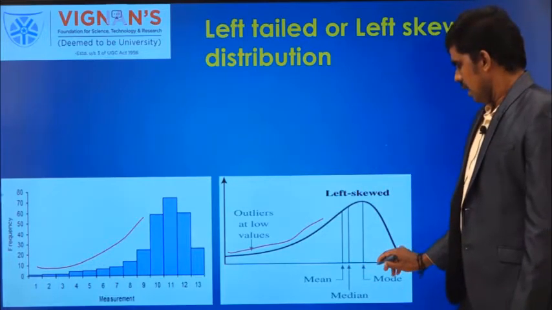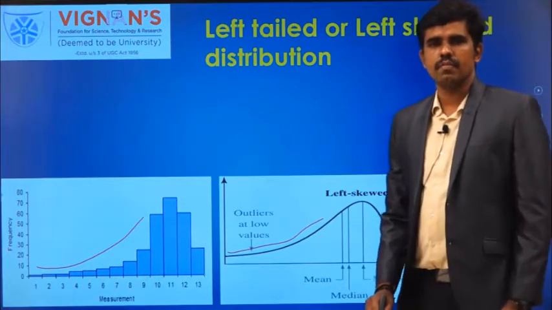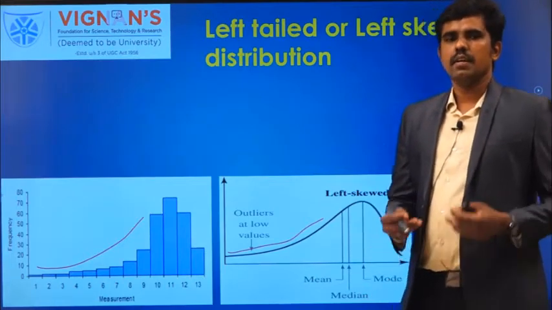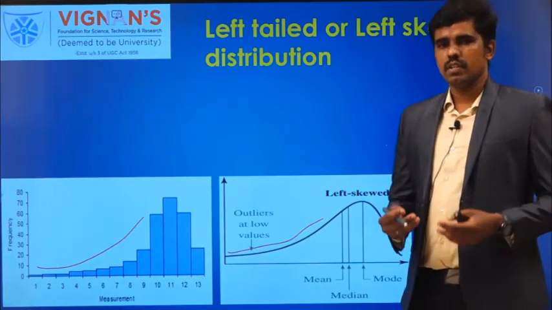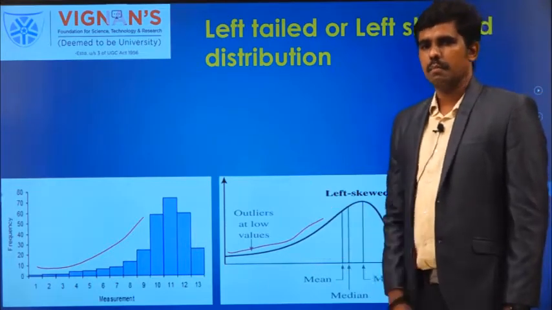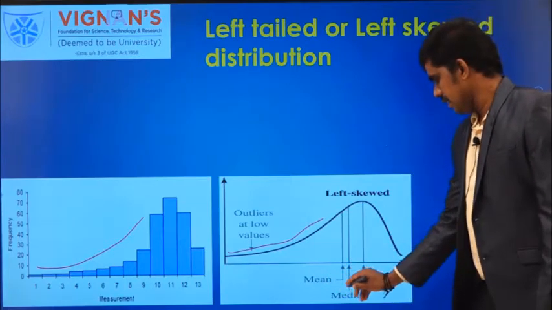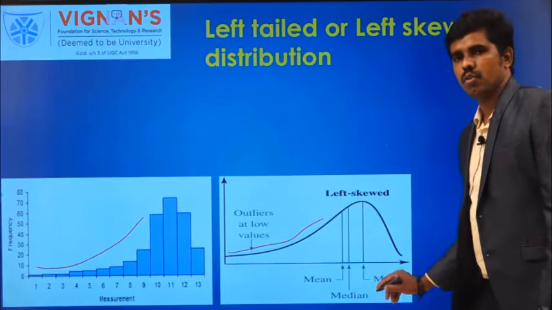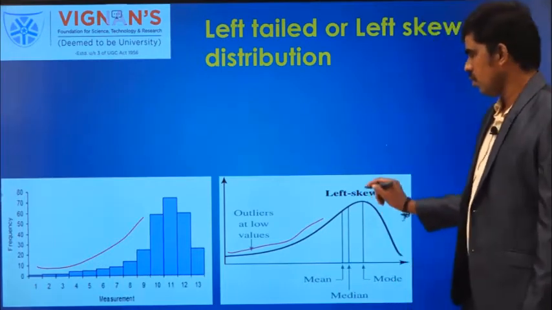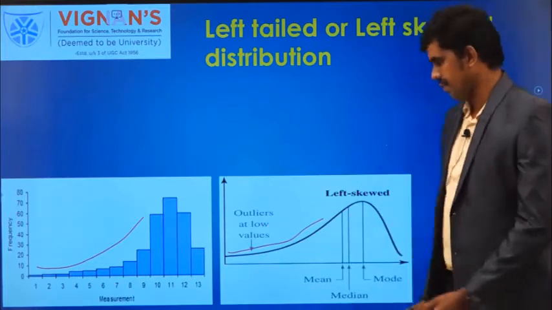And what is the relationship in a symmetric graph? Mean is equal to median is equal to mode. But here we will not get equal values. We will have mean less than median, less than mode. We will discuss how we get the answer later. Now you understand, this is an example of a left tailed graph.